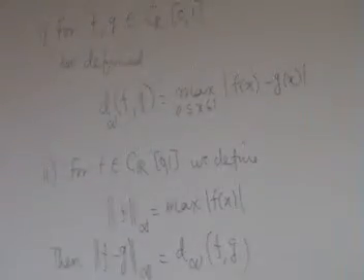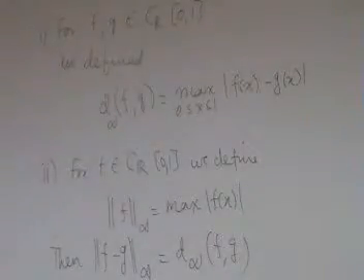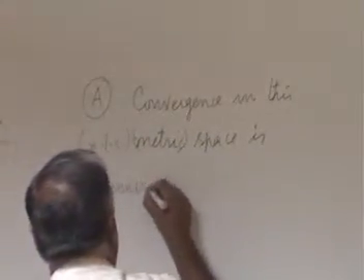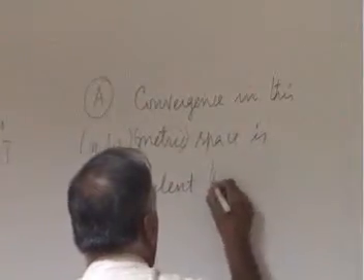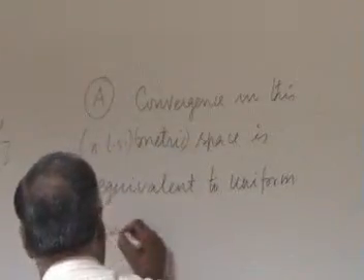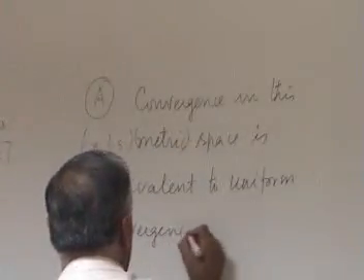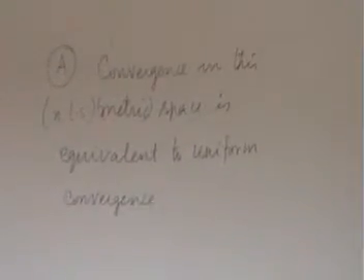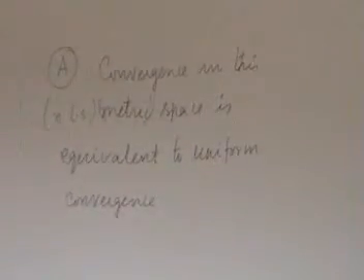So the convergence in this normed linear space or metric space, where the metric is induced by the norm, is equivalent to uniform convergence. That is not very difficult to see, two lines. So convergence is equivalent to uniform convergence, that is a nice thing about it.